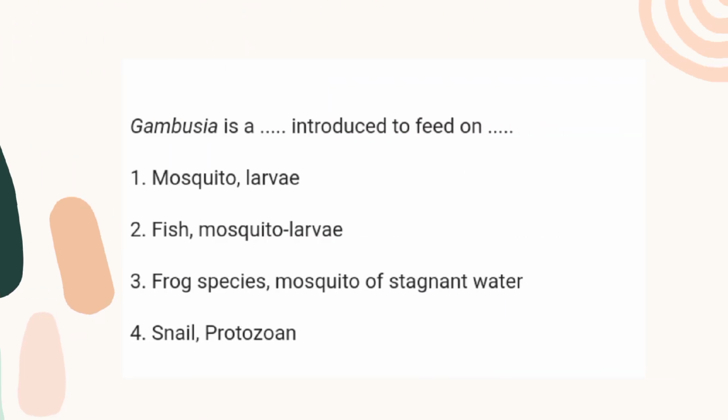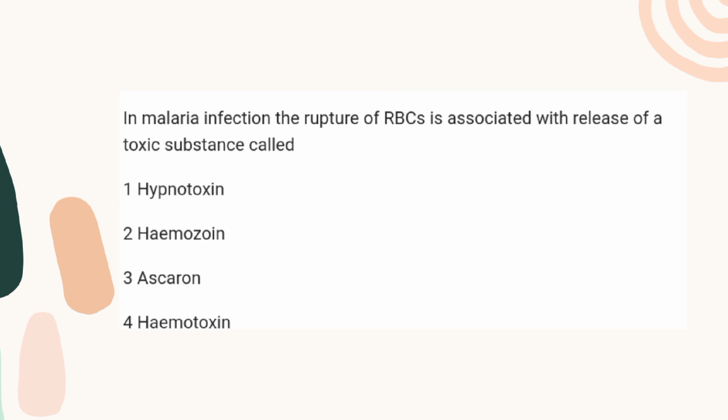This question is an important question, because you can see this Gambusia fish in 2 or 3 chapters in 12th biology. Gambusia is a fish, which is introduced in the lakes and ponds to feed on mosquito larvae. It is not a mosquito or frog species. It is a fish. Okay, let us look at the next question.